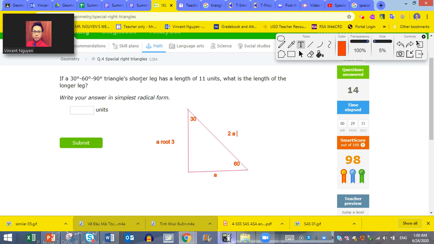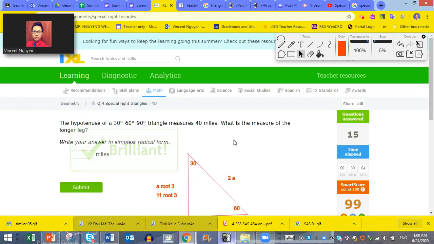Now I'm going to put in the measurement. The short leg is 11. So they're giving me the short leg, which is 11. All I have to do is take that value and plug it in wherever it's asking me. It's asking me for the longer leg. The longer leg is over here. So I'm going to put 11 in for A. So my longer leg would be 11 root 3. There you go. So I'm going to type in that answer for the longer leg: 11 root 3. Submit. Ta-da!